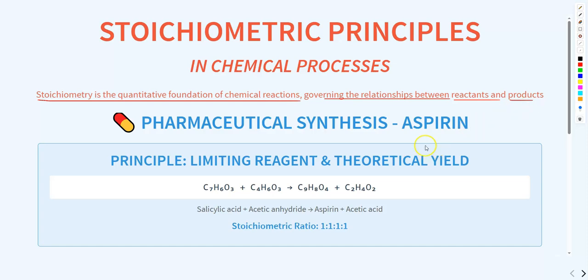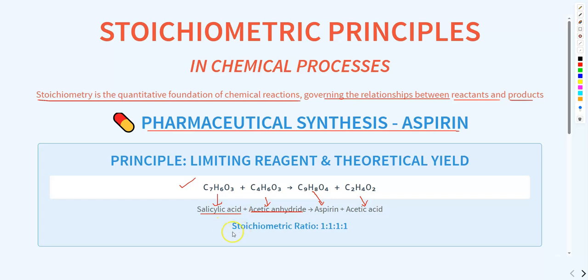Now, an example: pharmaceutical synthesis, aspirin. Here is the reaction. C7H6O3 plus C4H6O3 will produce C9H8O4 plus C2H4O2. C7H6O3 means salicylic acid, and C4H6O3 means acetic anhydride. Salicylic acid and acetic anhydride are both reactants, and they will produce aspirin, that is C9H8O4, and C2H4O2, that is acetic acid.